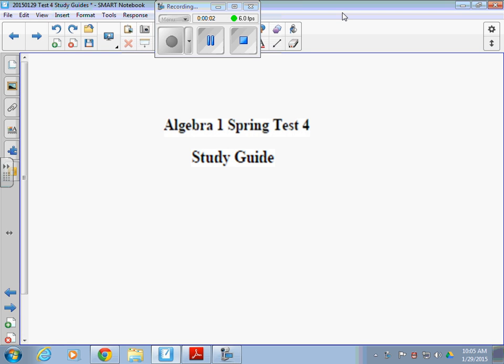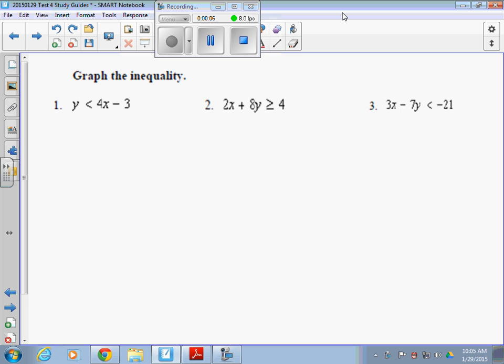Okay, this is the Algebra 1 Spring Test Number 4 study guide. We're graphing these inequalities with two variables. Number one says y is less than 4x minus 3. It's in mx plus b form.